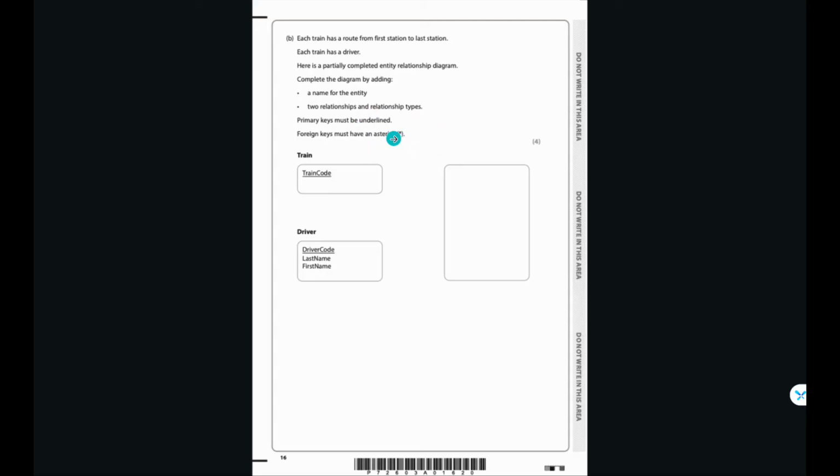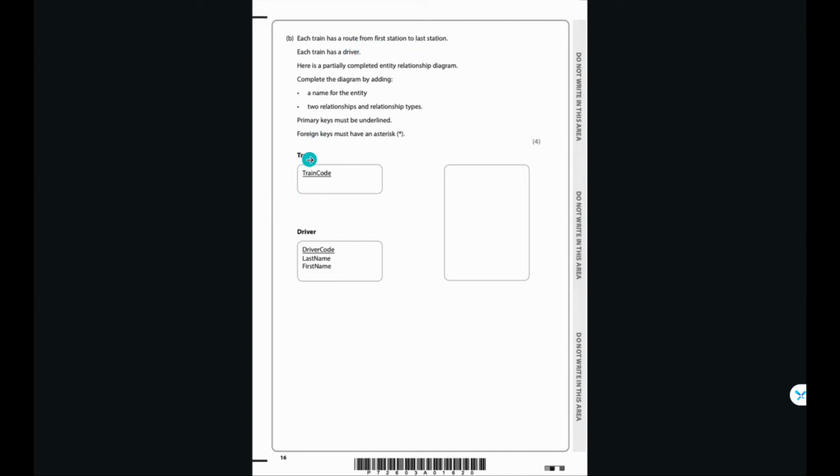That means a star. So for the primary key, we have to identify it using an underline. Here they already mentioned the name of the primary key with an underline, right? And the foreign key is an asterisk. So a foreign key is when we take another table's primary key into a new table. If I take this driver code to this table, it becomes a foreign key. So first of all, they are asking for a name for the entity. That means we have to identify the name for this table. They already mentioned here: each train has a route from the first station to the last station.